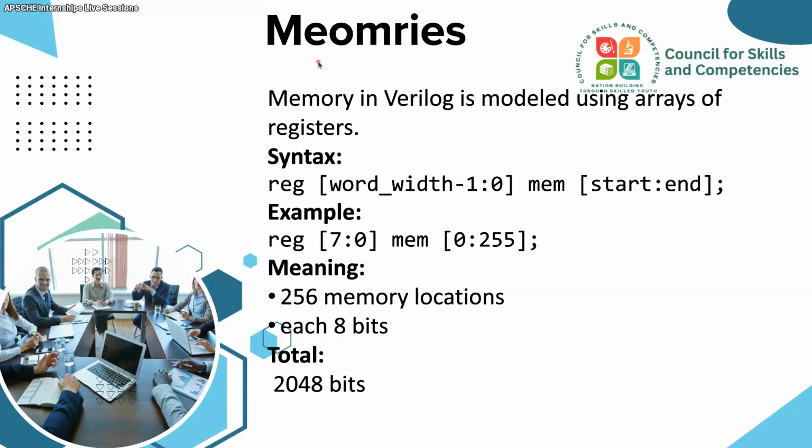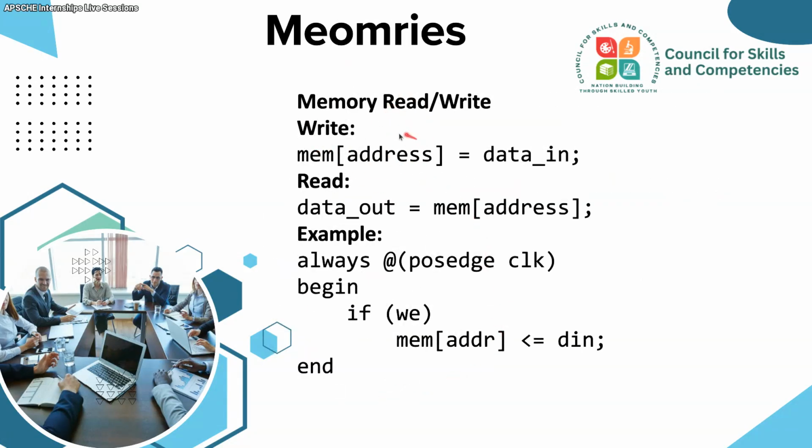Memories. There is a spelling mistake, no worries. Memory in Verilog is modeled using an array of registers. As I mentioned earlier, memory is an array, and you choose the width you want to use. As mentioned here, we have 256 memory locations and each has 8 bits, so totally 2048 bits you can use. That is the idea. And suppose there is a memory read, memory write, such kinds of things.